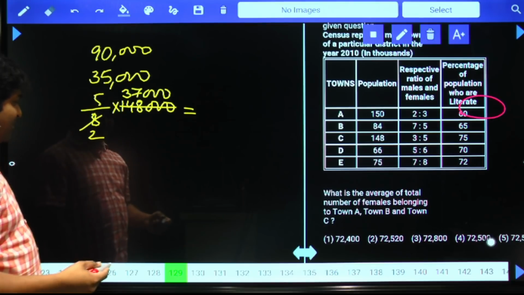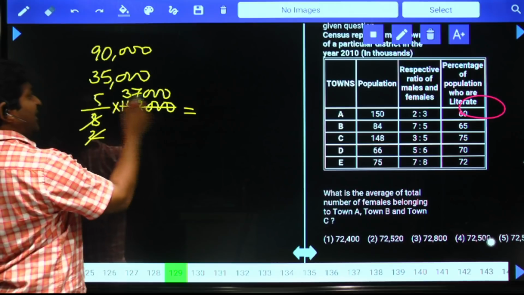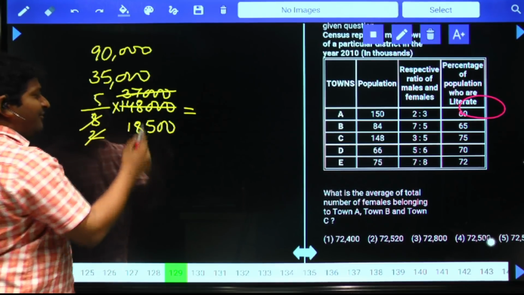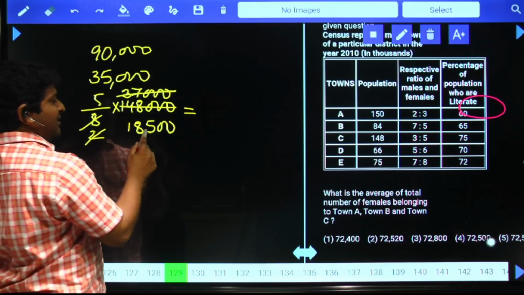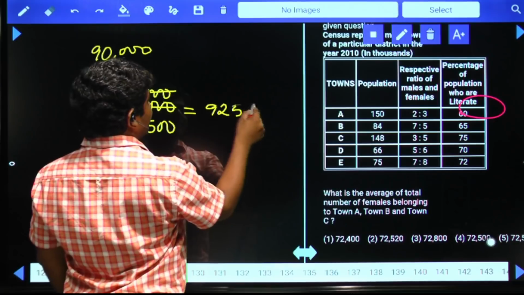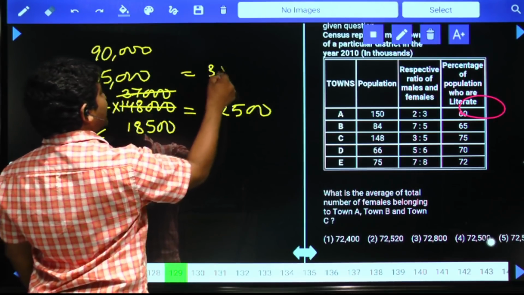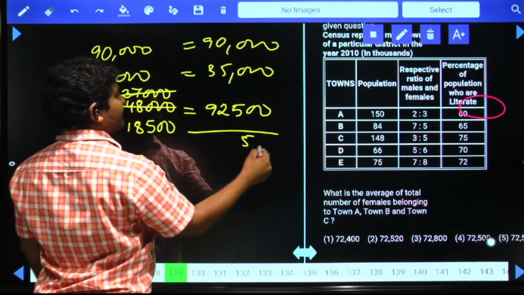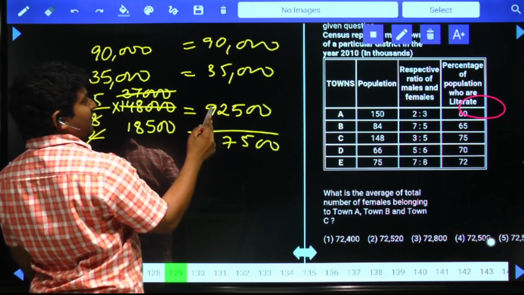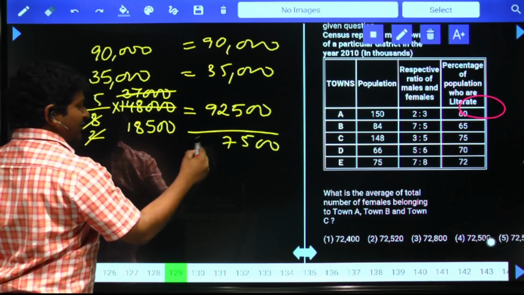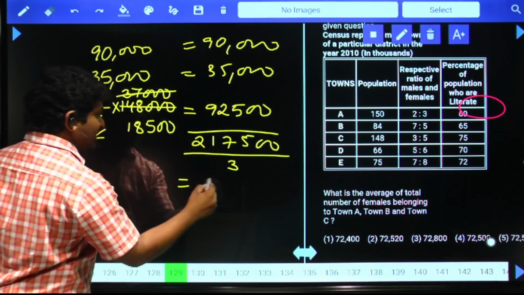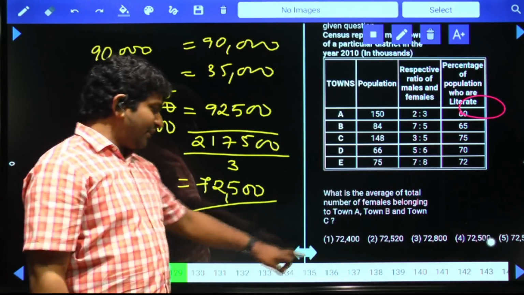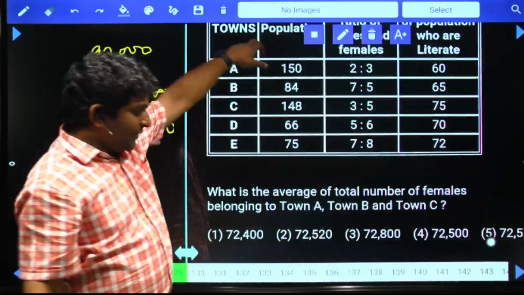Simplification is taking a lot of time. Let me take again 2 ones, 8 times, 5 times, 00. This number multiplied by 5. 10 times and then half of that, that is 92,500. 92,500 here. And here we have 35,000 and here we have 90,000. Total sum of all these numbers 500, 700 and then 18 plus 3, that is 21. Average divided by 3, which is equal to 7 times, 2 times, 5 times, 00. 72,500. 72,500, which is our fourth option.